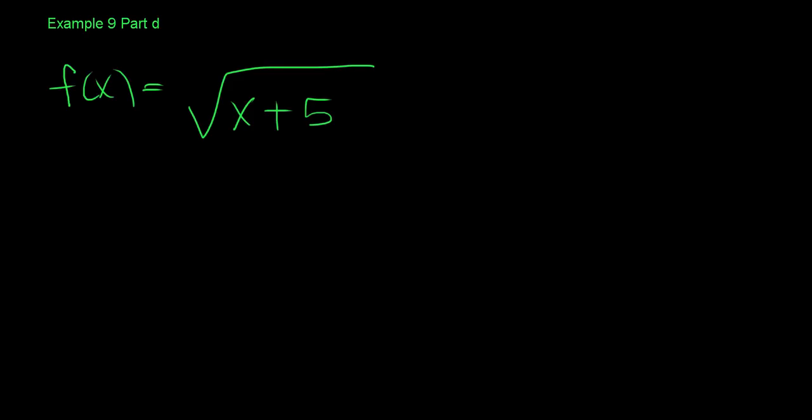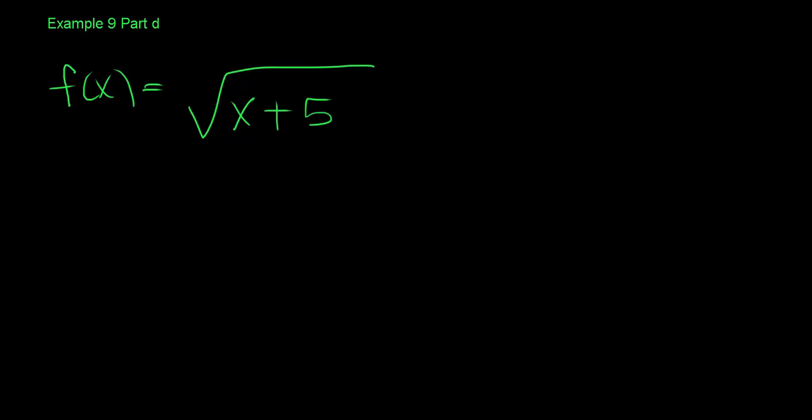In example 9, part D, we have a square root function. Now, something that you need to remember about square roots is that you cannot take the square root of a negative number. Well, if you look at f of x equals the square root of x plus 5, there's an x underneath that square root.